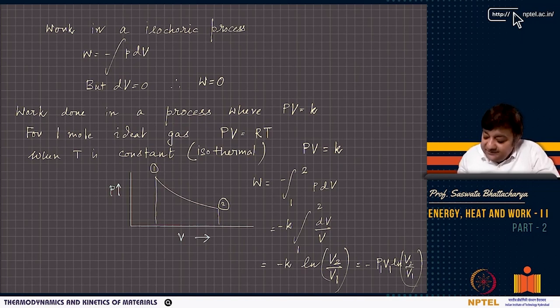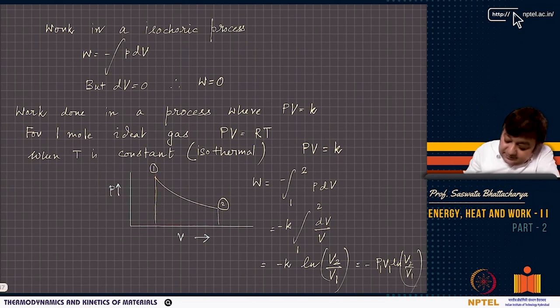If that is so, then P is basically K by V. So as you can see here, minus K times the integral of dV by V, and dV by V integrates to ln V, with limits from 1 to 2. So it is like minus K ln V, evaluated between the limits, right? And K is nothing but PV, so you can write K. So you have this state where you have P1 here.